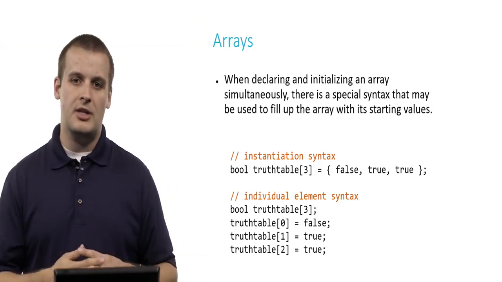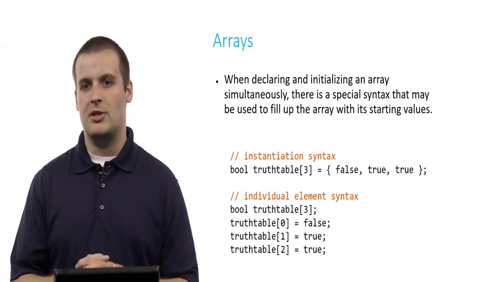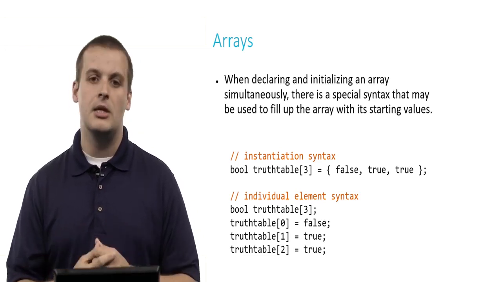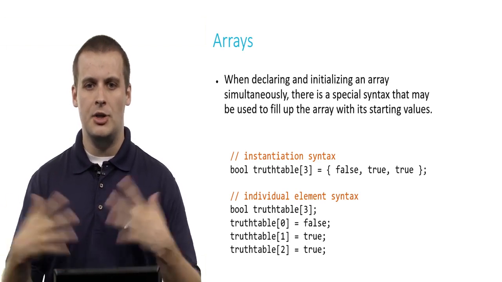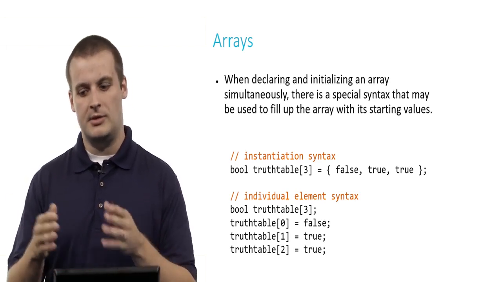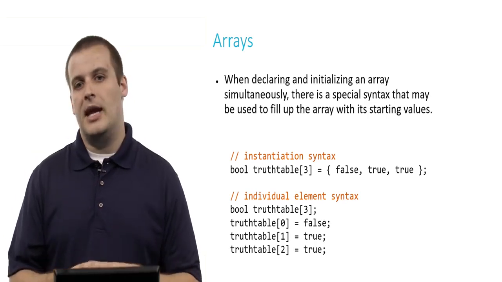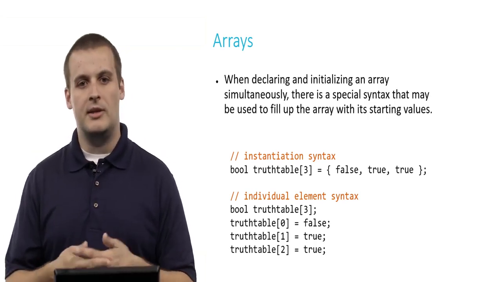Now, when you declare and initialize an array simultaneously, there's actually a pretty special syntax that you can use to fill up the array with its starting values. It can get kind of cumbersome to declare an array of size 100 and then have to say element 0 equals this, element 1 equals this, element 2 equals that. What's the point, right? If it's a small array, you could do something like this.